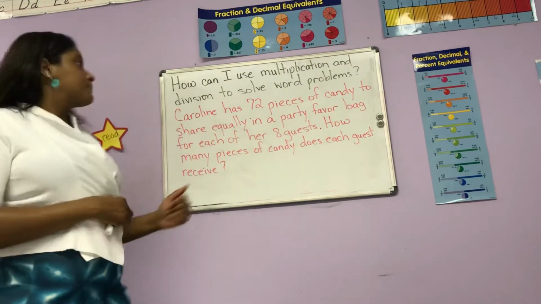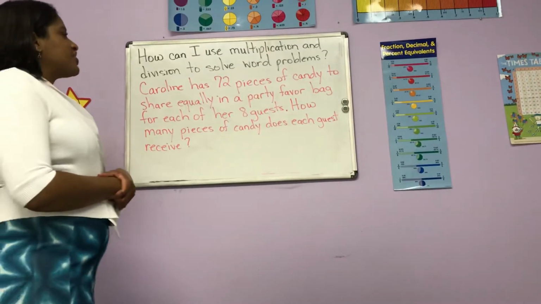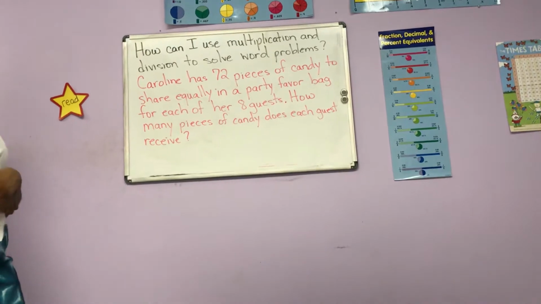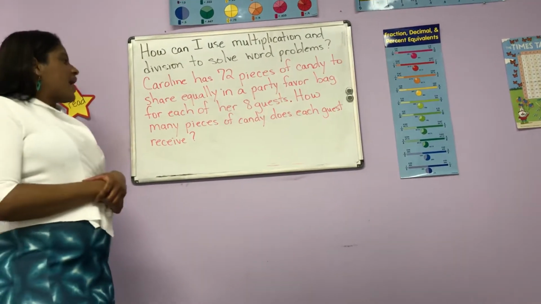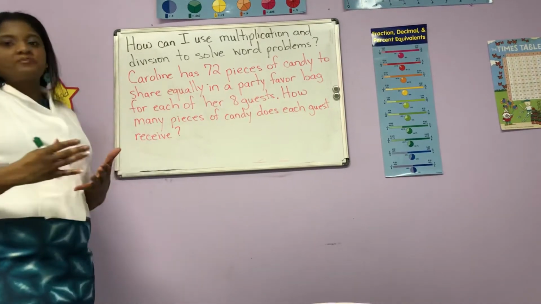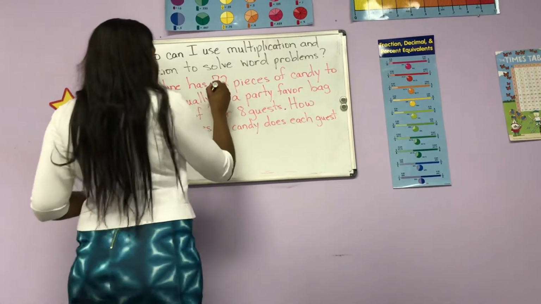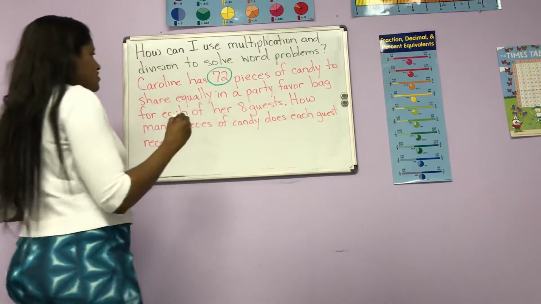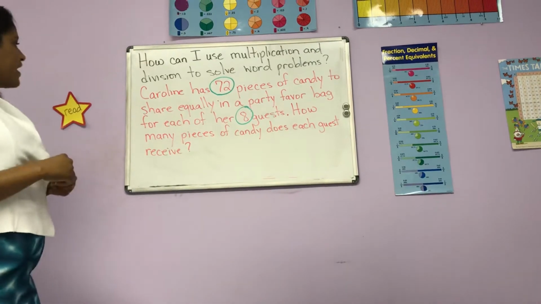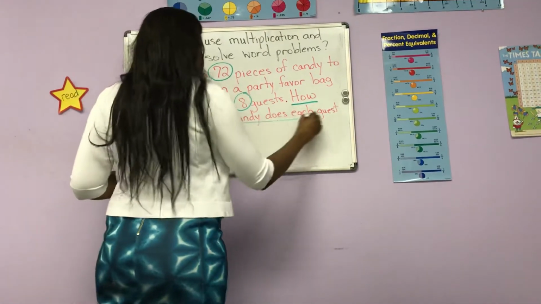multiply or divide. Caroline has 72 pieces of candy to share equally in a party favor bag for each of her 8 guests. How many pieces of candy does each guest receive? All right, so in this problem, my important numbers, I have 72 and 8. And the question is, how many pieces of candy does each guest receive?